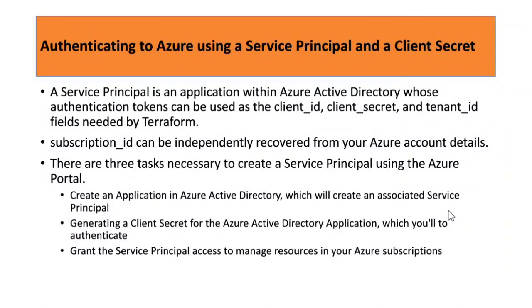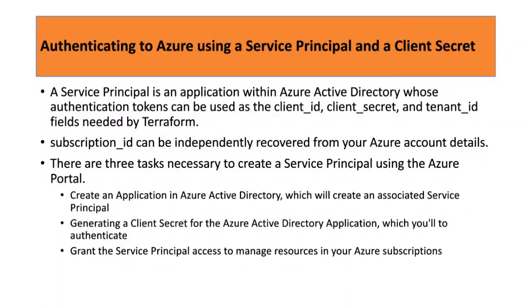Next we have authenticating to Azure using a service principal and a client secret. A service principal basically is an application within Azure Active Directory whose authentication token can be used as the client ID, client secret, and tenant ID fields needed by Terraform. So in the Azure provider block we have to pass client ID, client secret, tenant ID and subscription ID if you are using a service principal and a client secret. Those are the parameters you have to pass in the AzureRM provider block.